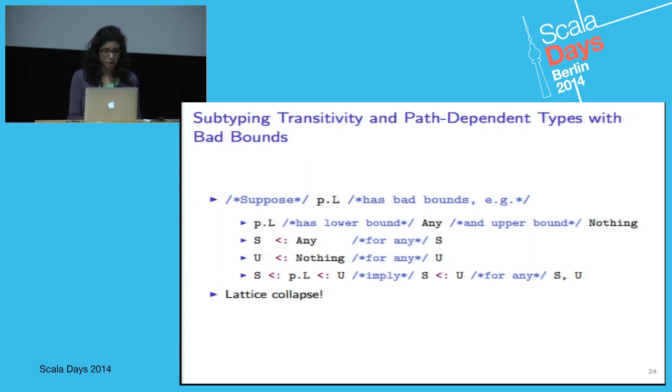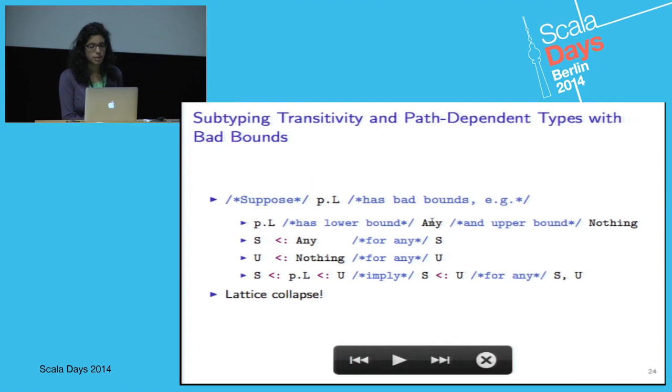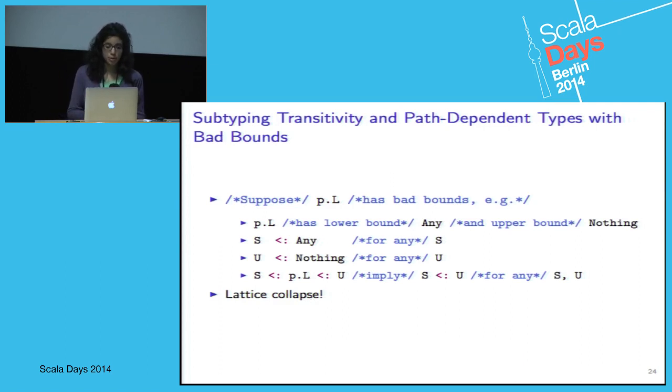Should this even be allowed? And here is an example where P.L has a very bad bound, so it has a lower bound of Any and an upper bound of Nothing. And then you would be able to prove that any type is a subtype of any other if you were able to use transitivity. So the question is, how do we deal with this? Do we try to avoid bad bounds from the beginning, or do we try to say, well, bad bounds can only happen when you have something that you would never be able to run in practice, so it doesn't matter? That's one thing we have to consider.